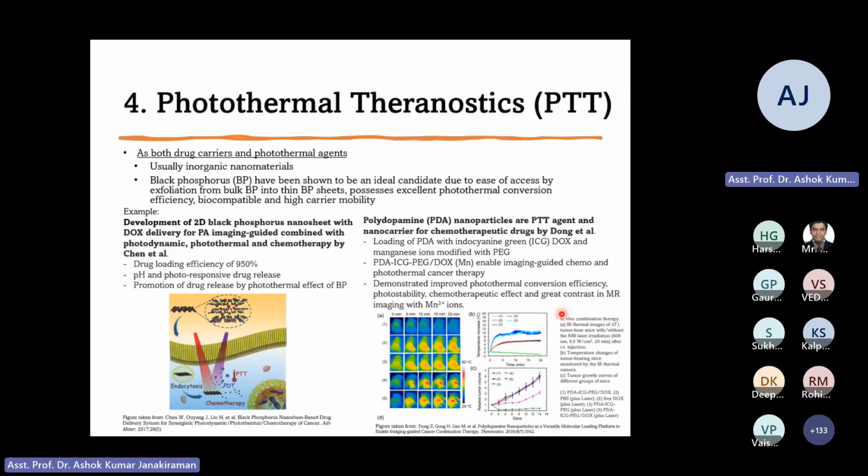Okay, magnetic resonance imaging with the manganese ion. This is actually an imaging agent. They can take values or readings every 5 minutes. Then they can identify whether the drug has reached the target.